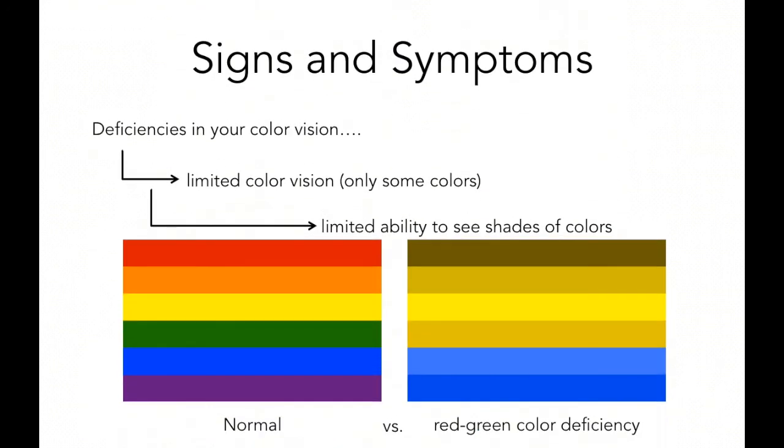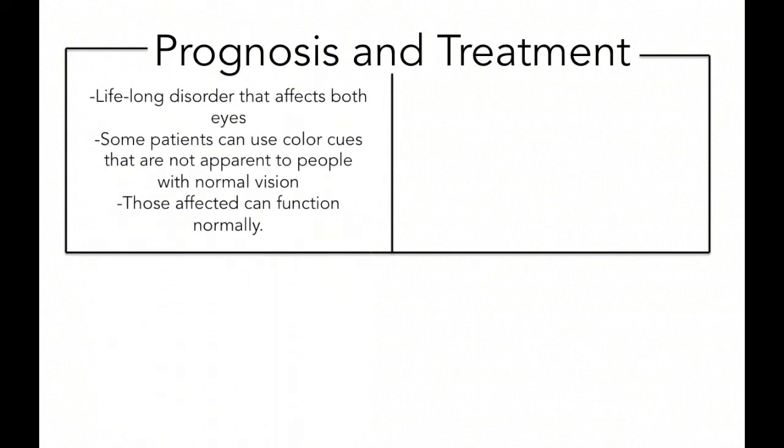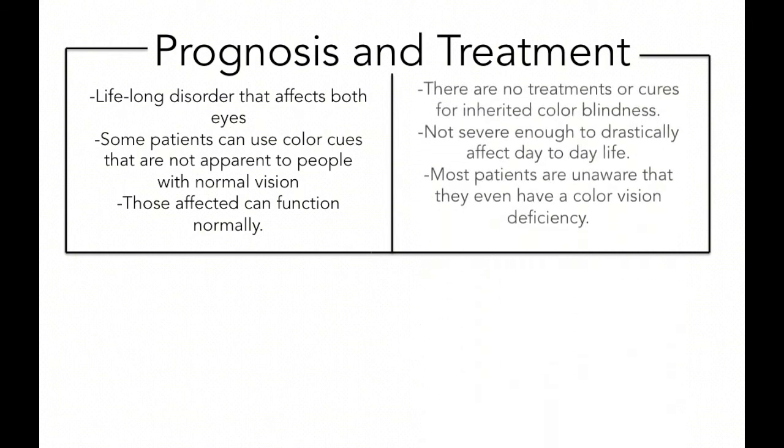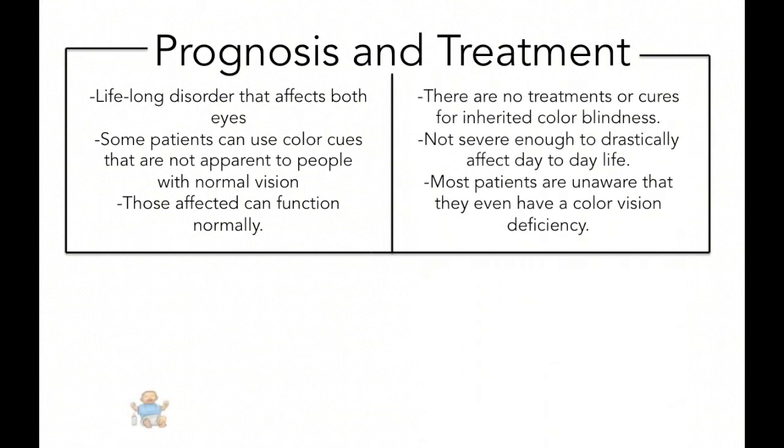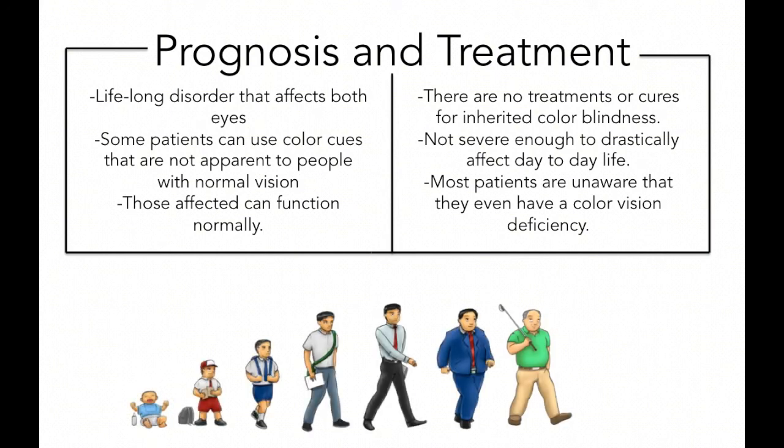Depending on the type of deficiency present, patients suffer from limited color vision, whether it limits the number of colors they can see or the shades of colors they can see. Because the disorder is not life-threatening, the prognosis of color vision deficiencies is very good. Although it is a lifelong disorder that impacts both eyes, most persons affected compensate well, even learning to rely on color cues and details. There are currently no treatments or cure, but the disorder is completely manageable, generally not negatively impacting day-to-day life, with some patients even unaware that they are colorblind.